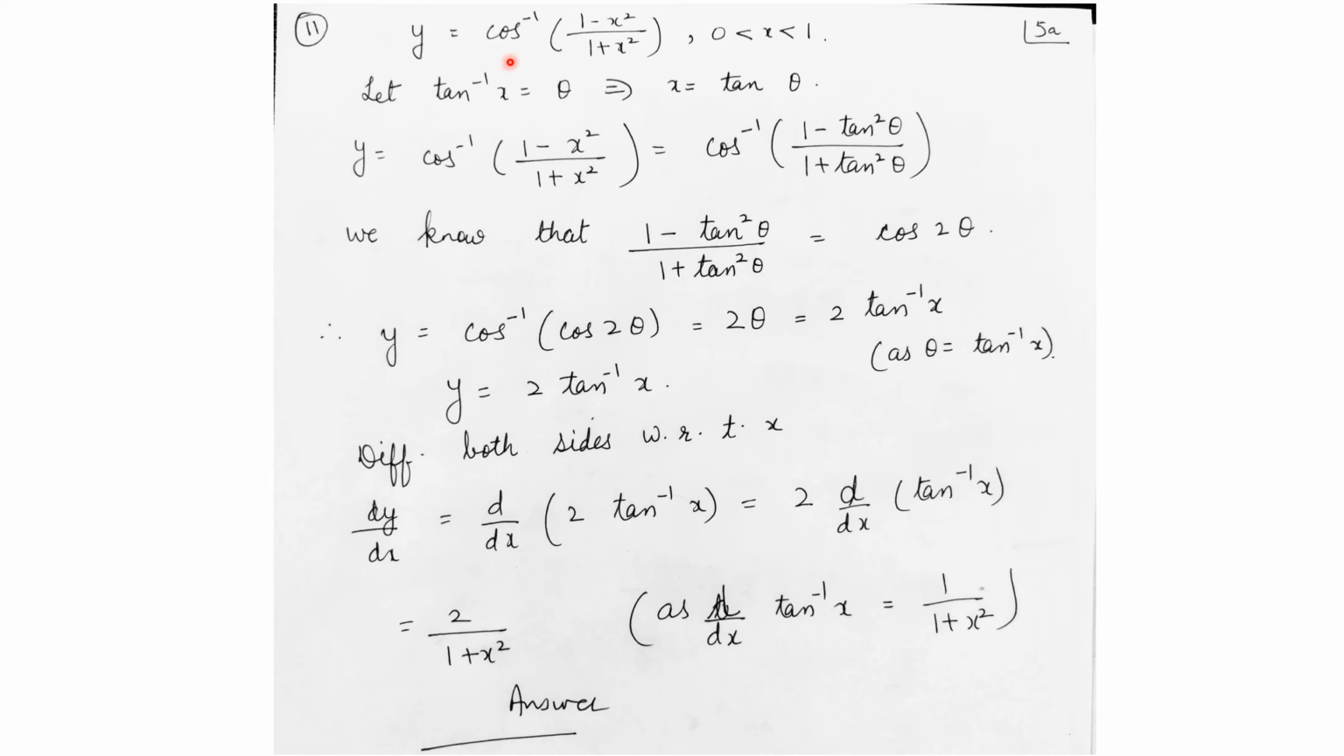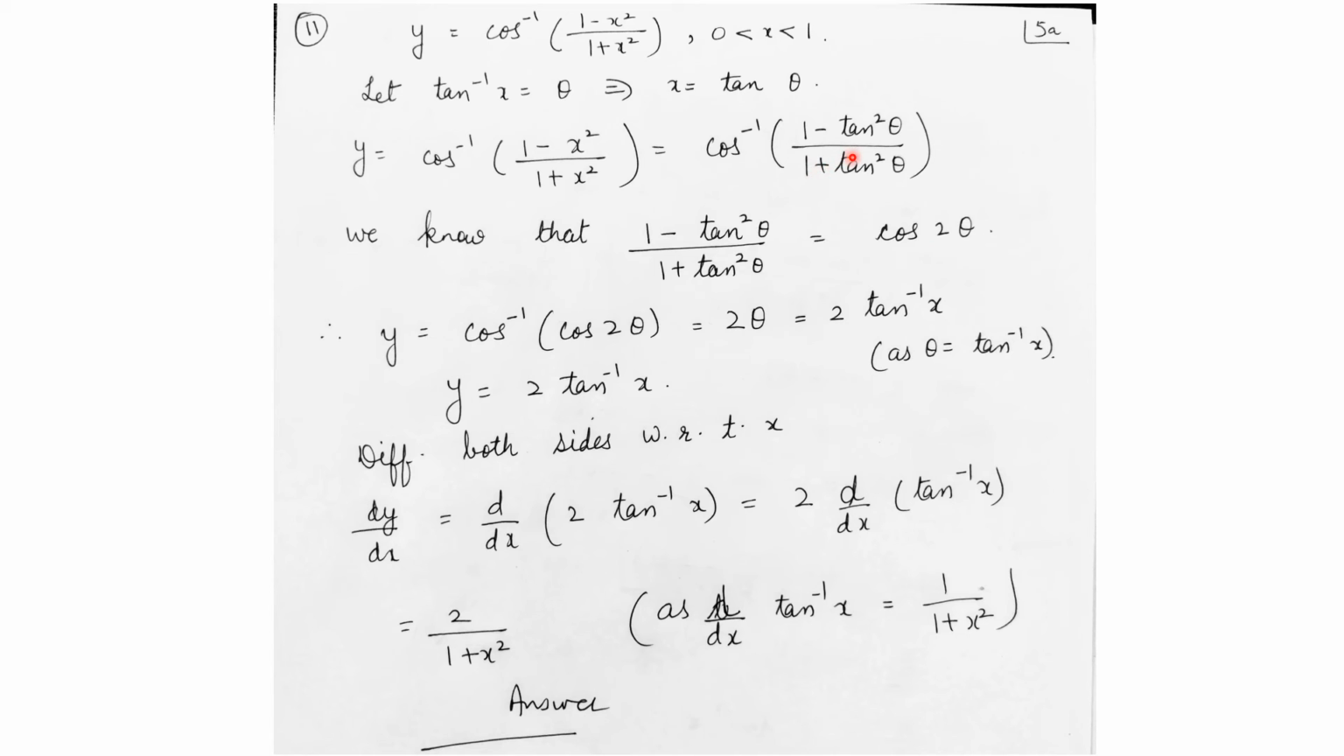Y is equal to cos inverse of 1 minus x square whole upon 1 plus x square, where x lies between 0 and 1. Let tan inverse x is equal to theta, which implies x is equal to tan theta. Wherever in the question you have written x, please substitute it with tan theta. So you get y is equal to cos inverse of 1 minus tan square theta whole upon 1 plus tan square theta. Now you have to memorize another formula that 1 minus tan square theta whole upon 1 plus tan square theta is equal to cos 2 theta.